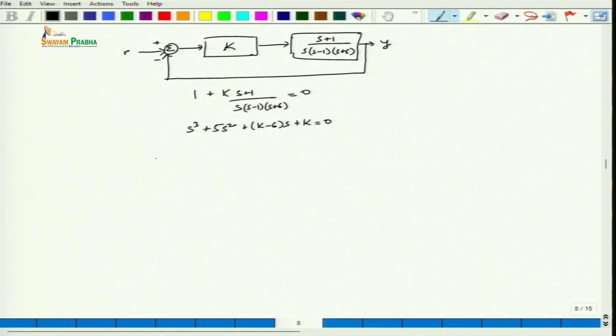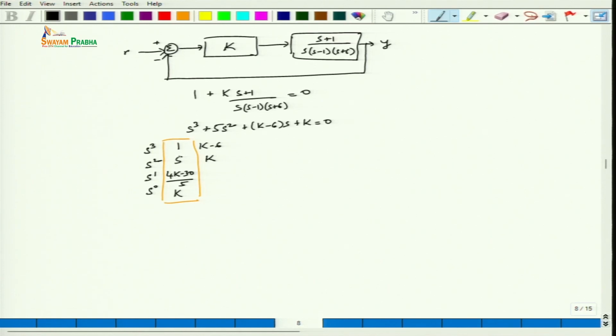So, what we do is we formulate the route stability array. So, we get 1 here, this is 5, k minus 6, and here we have k. So, we find S1 here. So, this is 5 and this is k. Now, what we do is we check if this particular column is all positive or not, under what conditions it will be positive.